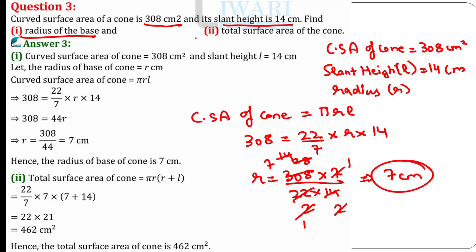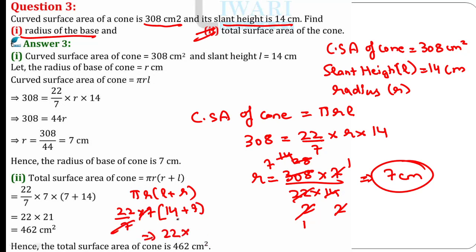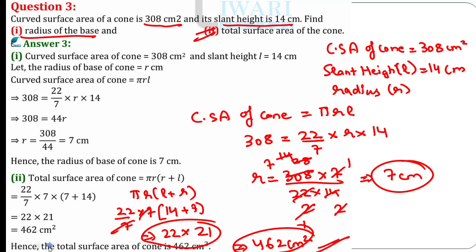Next you have to calculate the total surface area. The value of total surface area is pi r (L plus r). You will put the value of pi to be 22/7, the value of radius is 7, the value of L is 14 plus radius 7. This 7 will cancel and this 22 will multiply with 14 plus 7 is 21. So you will obtain the total surface area to be 462 centimeters square. That is your required answer.